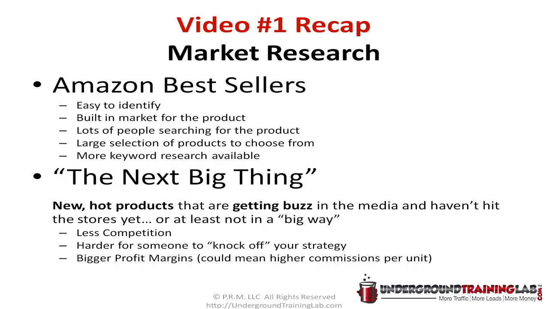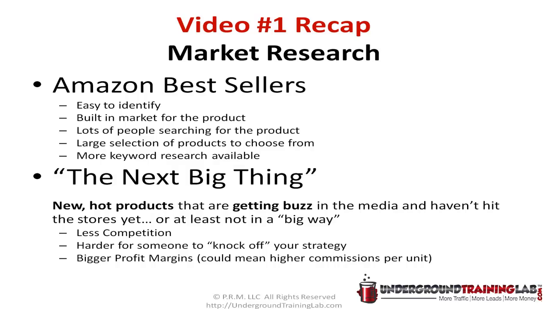Now, in video number 1, you'll remember in the market research phase, there are 2 types of research that I did. I did the Amazon bestsellers research and I did the next big thing research. Now, the Amazon bestsellers research is easy. If you go to Amazon, you do a search in any category, they have a bestsellers link that you can click, or bestsellers search feature that allows you to pull up the top selling products in every single one of the hundreds of categories that they have.